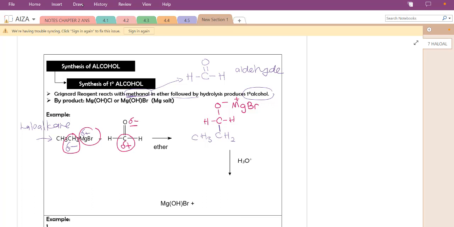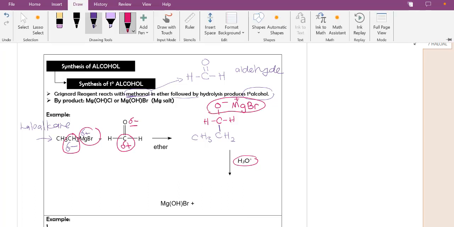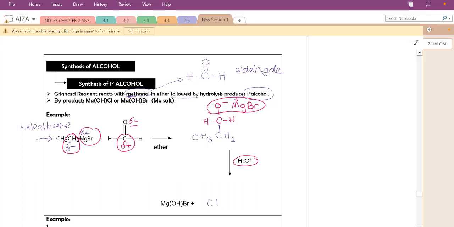Okay, so followed by hydrolysis. So this is hydrolysis. So from O minus, MgBr. So, reaction tu akan berlaku dekat sini sahaja. Yang lain-lain tu tak berubah. So, kita boleh salin sahaja. So, yang ni kita cantikkan sikit lah. CH2 kat atas ni pun CH2 kan.